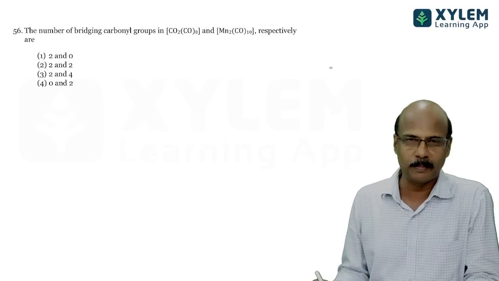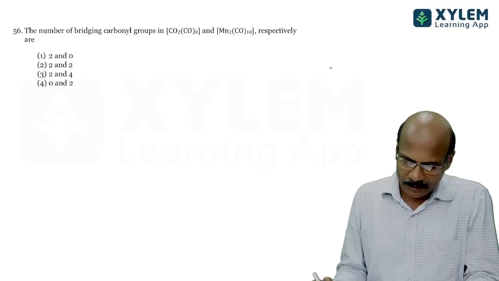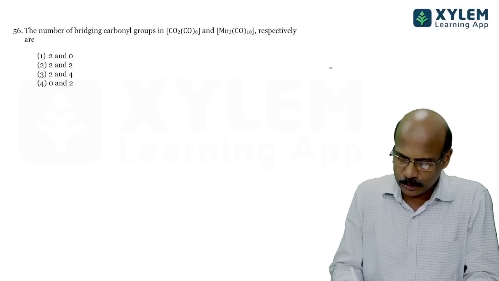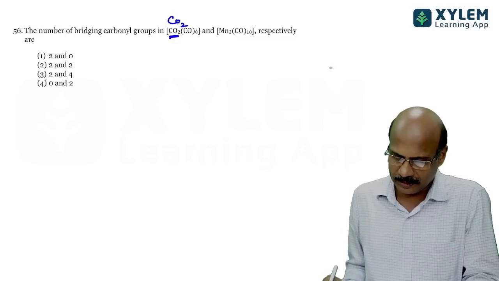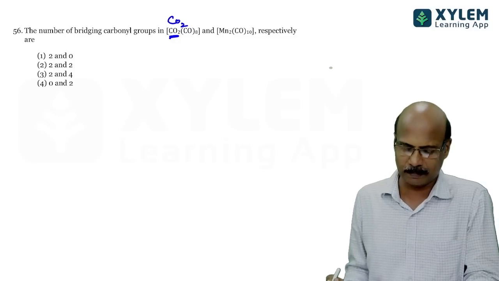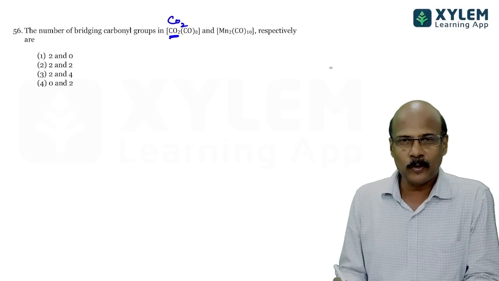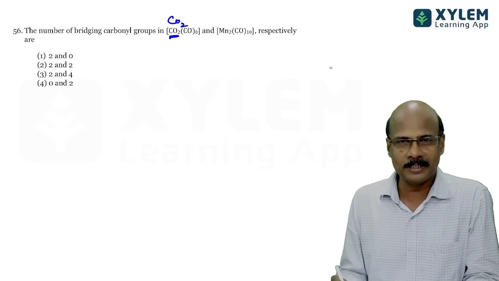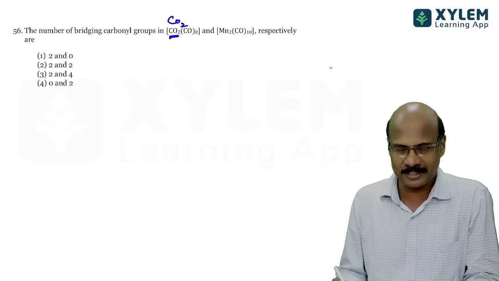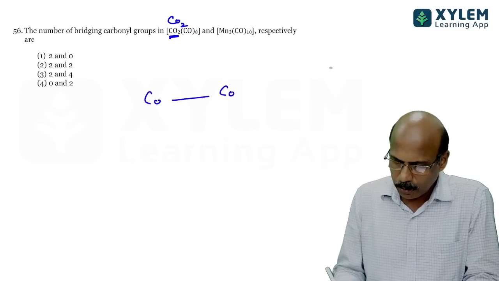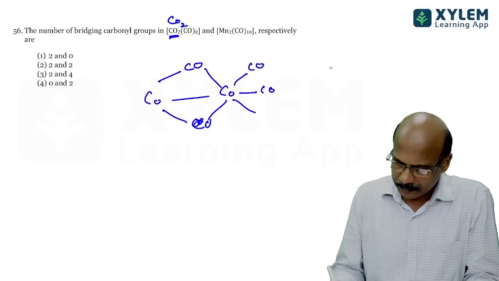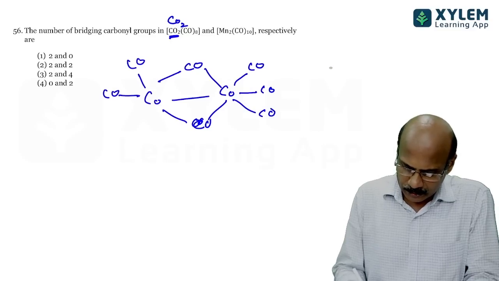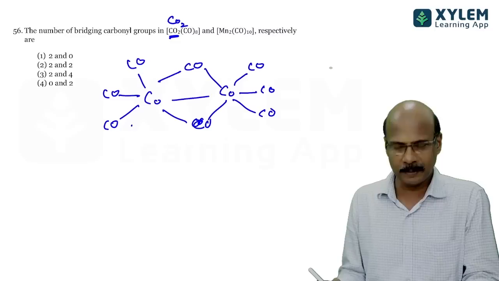Now let me go to question number 56. The number of bridging carbonyl groups in this is actually, you know it, Co2(CO)8 and Mn2(CO)10 respectively. You know that octacarbonyl dicobalt has two bridging ligands. There is a sigma bond between cobalt and cobalt and there are two bridging carbonyl groups, and each cobalt contains 3 carbonyl groups also. So actually there are two bridging carbonyl groups, isn't it?